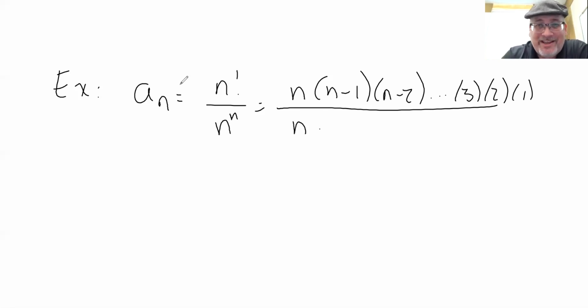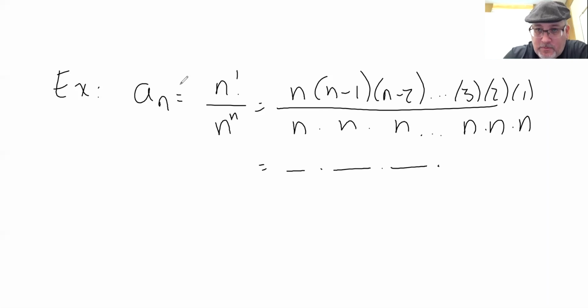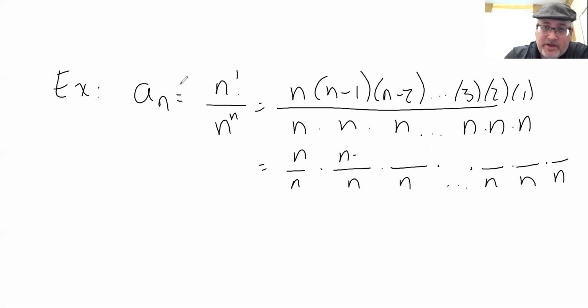Now the numerator has n factors, and so we can match up the factors in the denominator with the factors in the numerator. Now let's split it up until we get a bunch of individual fractions, since everybody has their own denominator. Everybody has a denominator of n. And we have n minus 1, 2, all the way down to 3, 2, and 1.